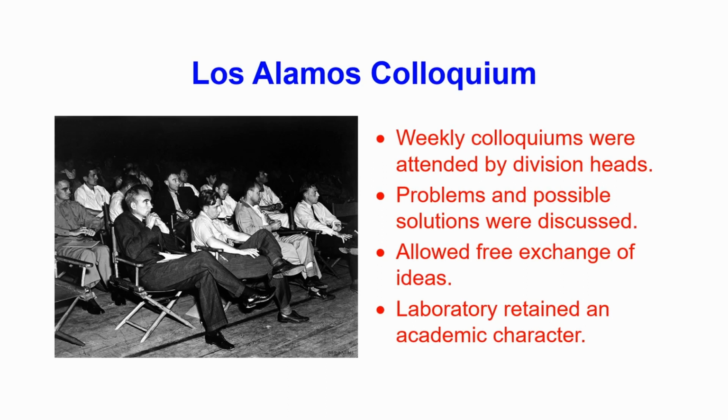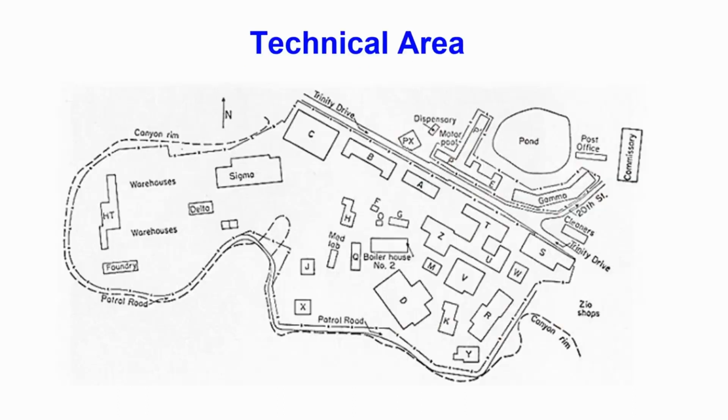The colloquium is where the group leaders met once a week and allowed the laboratory to retain a more academic character. They could explain their problems, talk to each other. This is, you can see Oppenheimer right there, Enrico Fermi. Feynman is somewhere in there. It's not a good picture. But this was part of the compromise.